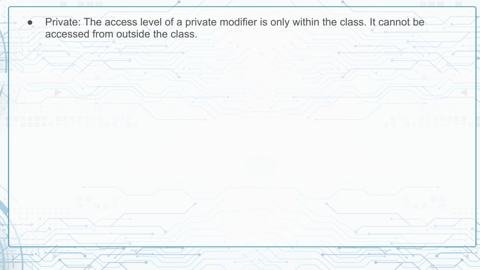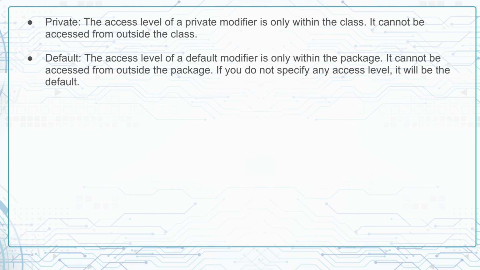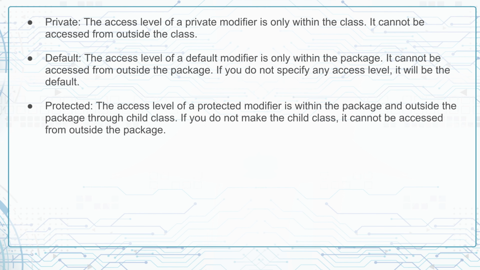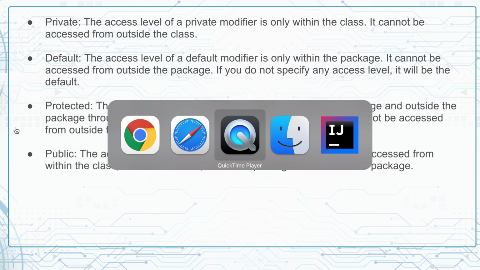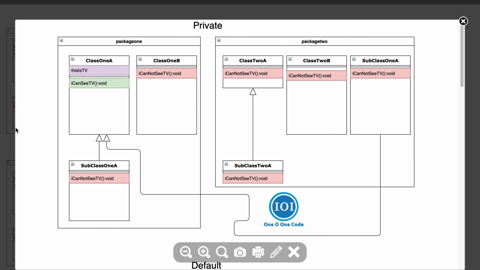There are four types of access modifiers: the private access modifier, the default access modifier, the protected access modifier, and the public access modifier. In order to describe and understand the different types of access modifiers, we're gonna use a UML diagram and a live code example. So let's first take a look and understand the UML diagram.